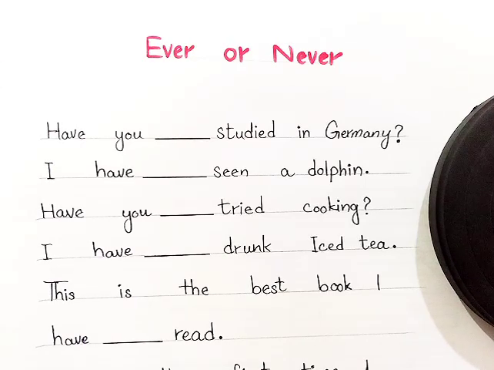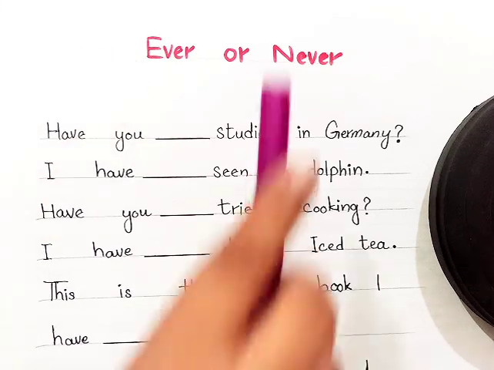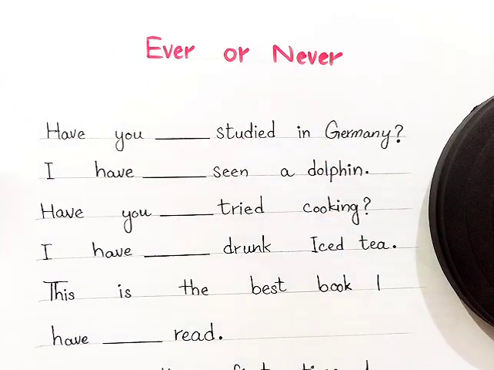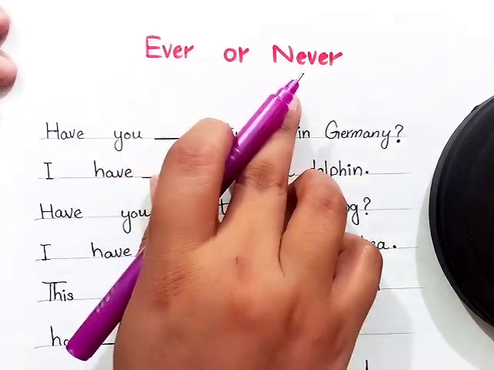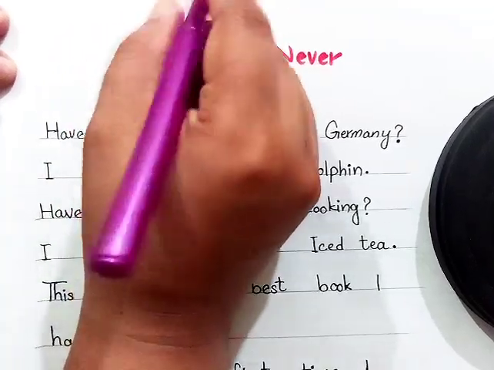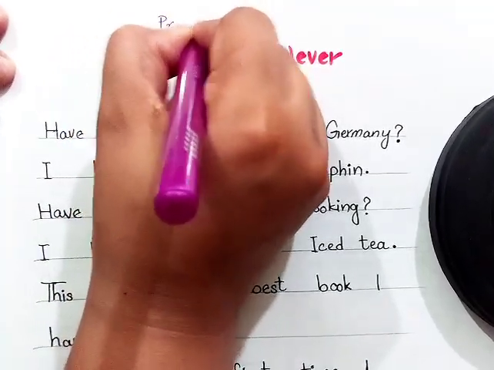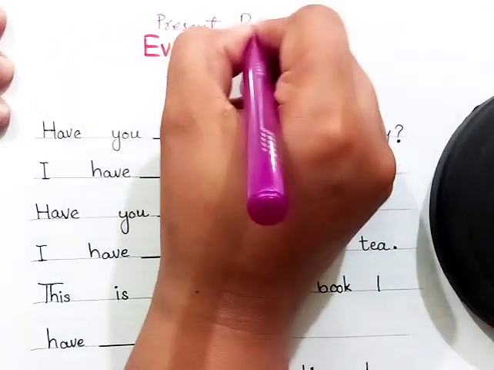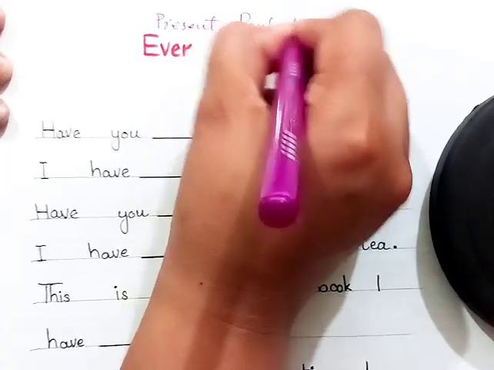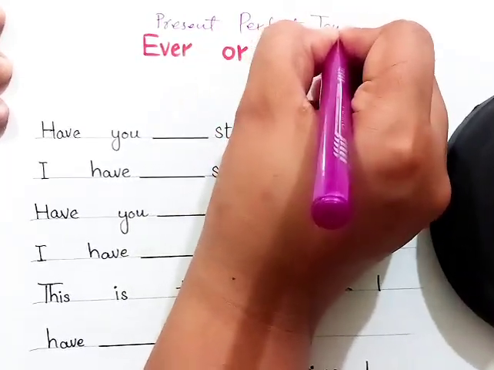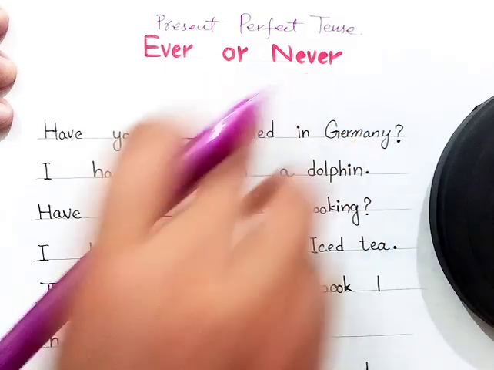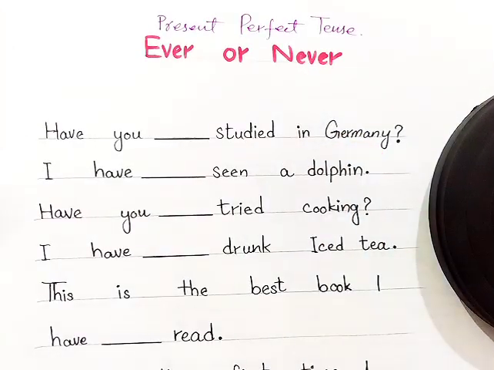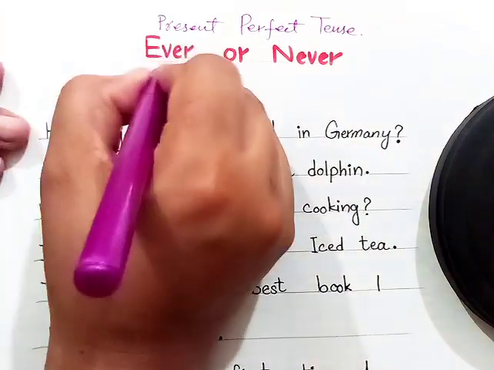In this video, we're going to learn what's the difference between ever and never, and when to use the word ever and when to use the word never. Well, ever and never both are used with present perfect tense. Both these words are used with present perfect tense.